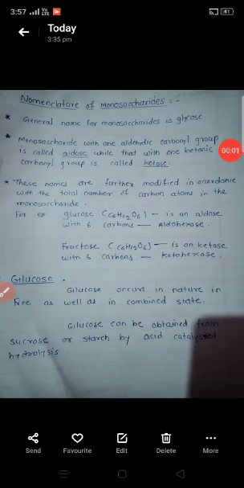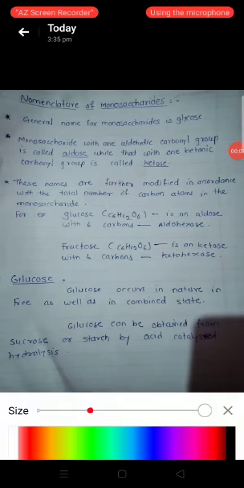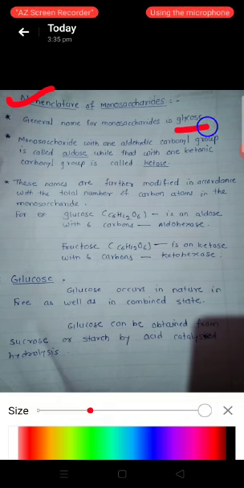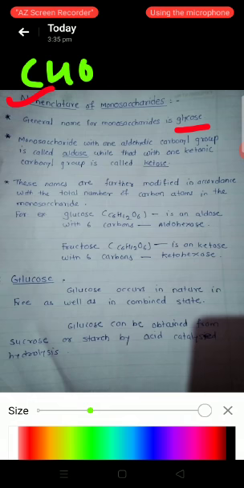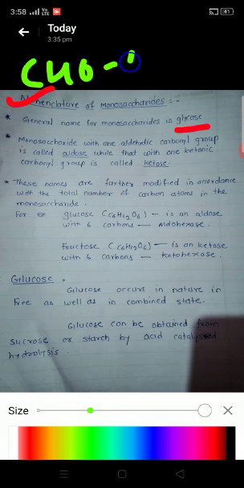Hello student. Today we are going to discuss the nomenclature of monosaccharides. The general name for monosaccharide is glycose. Monosaccharide with one aldehyde group, that is CHO group, is called aldose.